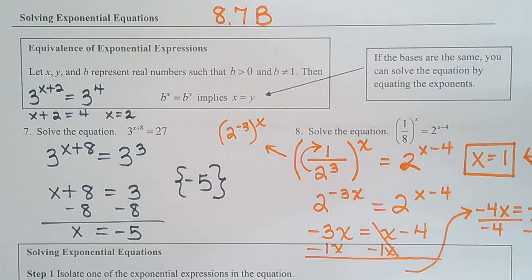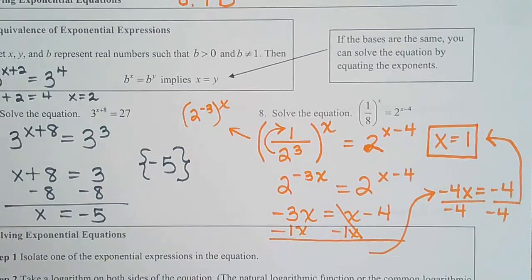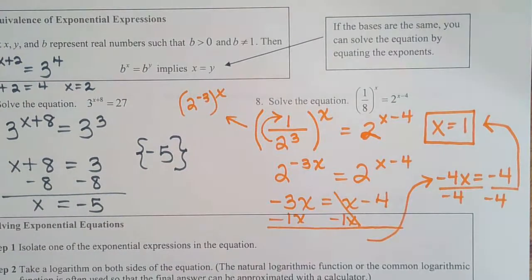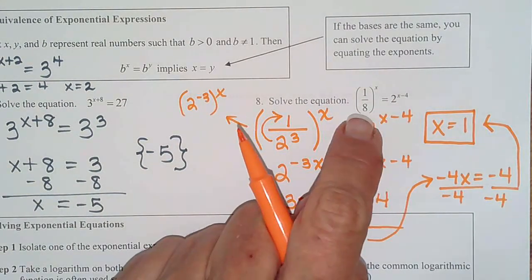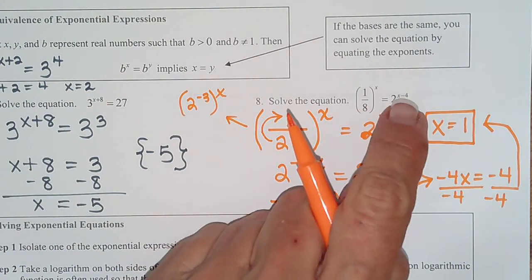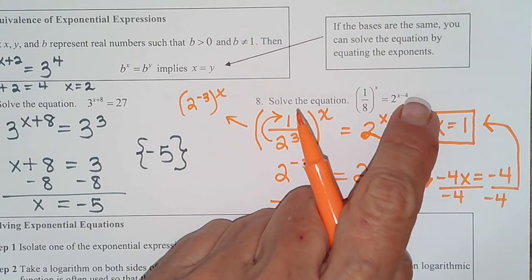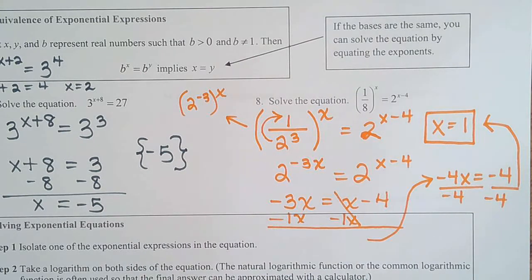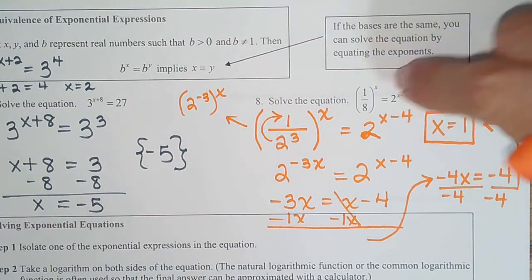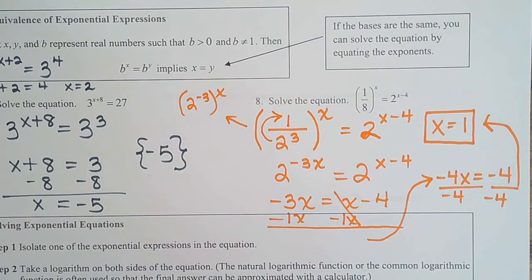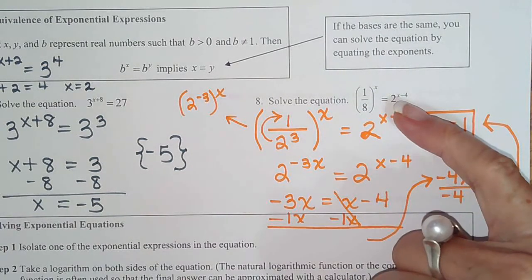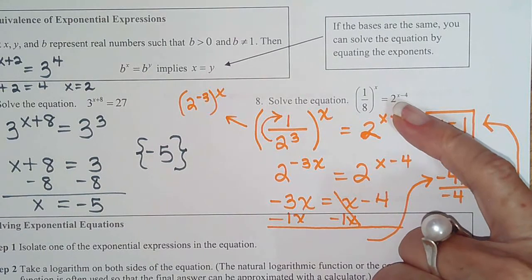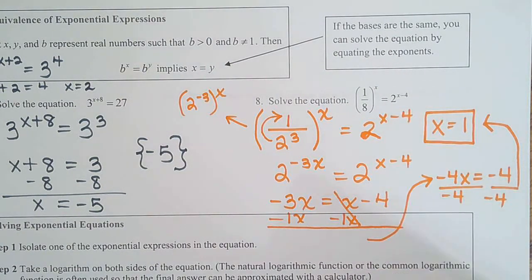And again, you can easily check it. Put 1 in. 1/8 to the first is 1/8. Put 1 in. 2 to the negative 3 is 1/8. Boom. Visual check takes 10 seconds. Just put 1 in on both sides and make sure you get the same number. We got 1/8 on the left, we got 2 to the negative 3 on the right, but you learned in chapter 4, 2 to the negative 3 is 1 over 2 cubed, which is 1/8.